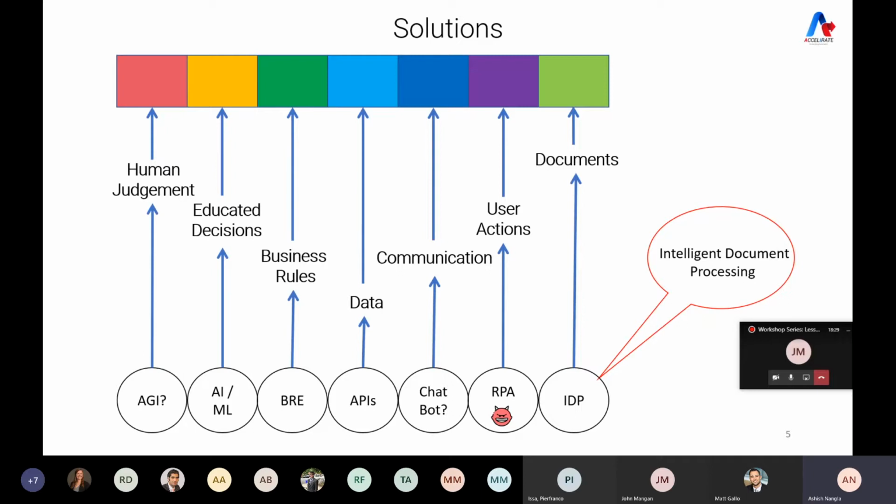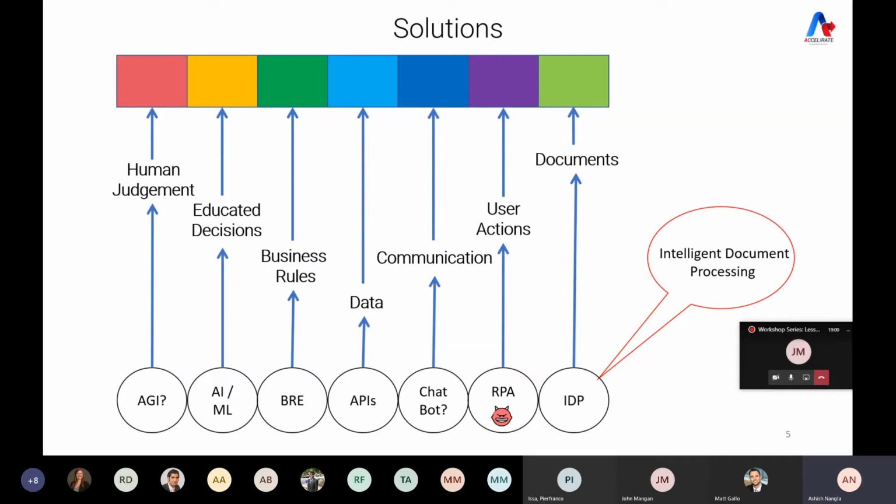There is RPA that basically takes care of user actions or human actions that are involved. There are chatbots that do some communication today. There are business rules engines, there's decisioning, and of course there are documents. Today we'll be talking about documents, and a good solution to tackle document automation is intelligent document processing, or IDP. That's the industry term used today.